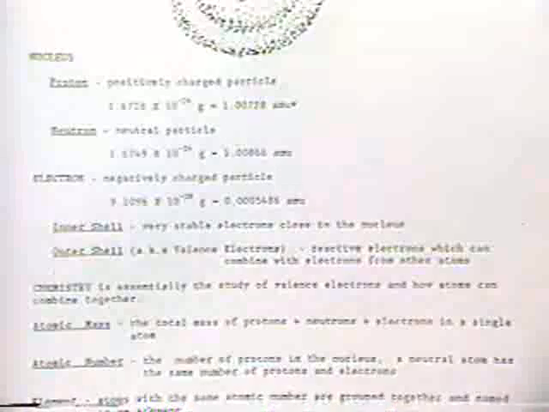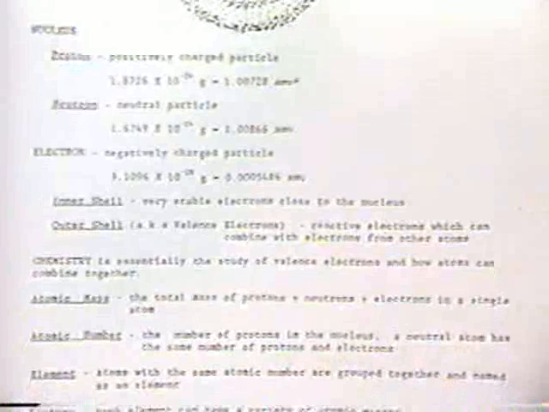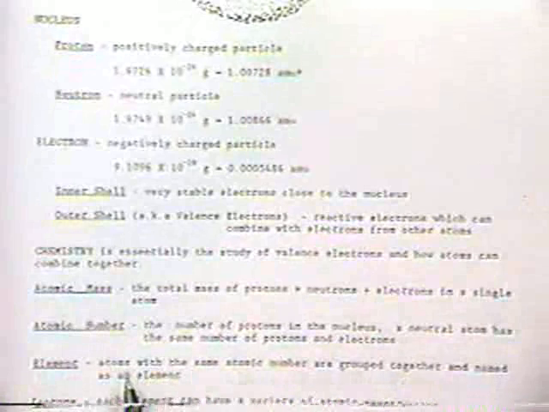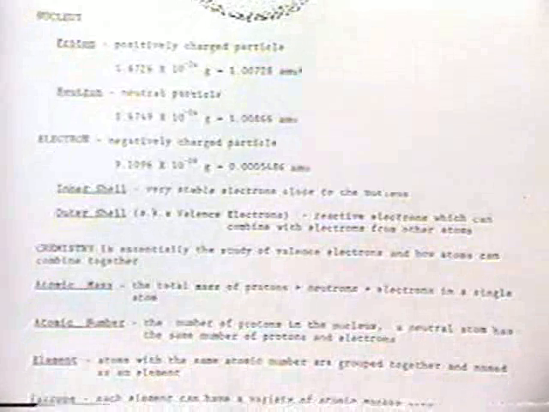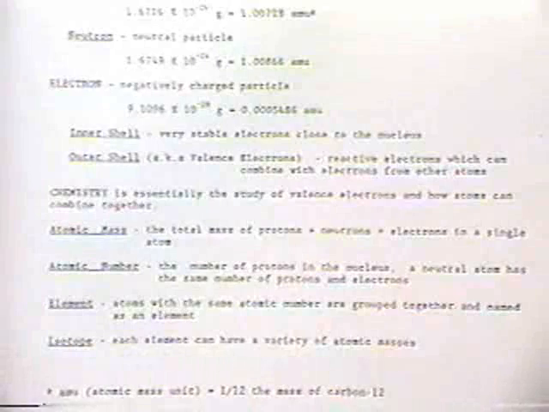Now let's get a few definitions under our belt. The first is atomic mass, and that's the total mass of all the protons plus neutrons, plus electrons in a single atom. The atomic number is the number of protons in the nucleus. A neutral atom has the same number of protons as it has electrons. An element is all those atoms with the same atomic number. They're grouped together and called an element, such as iron, for example. And then another definition is an isotope. The various elements can have a variety of atomic masses, and to illustrate that, let me use carbon as my example.